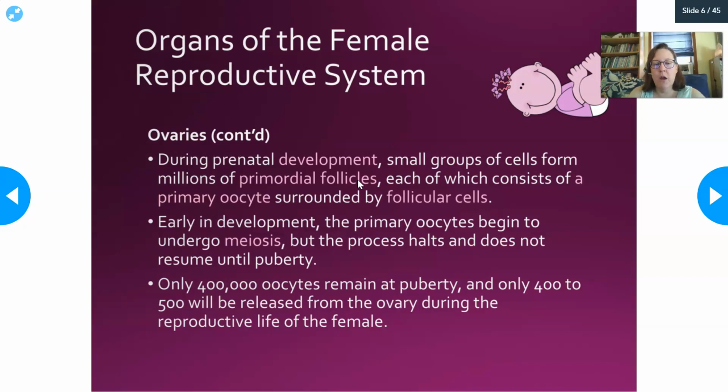So only about 400,000 oocytes will remain at puberty, starting from the millions that were there before, and only 400 to 500 will be released from the ovary during the reproductive life of the female, meaning she would have 400 to 500 periods. That's considering an average reproductive life starting somewhere in your teenage years and going all the way till probably your 40s and 50s, even up to 60s, cycling until you hit menopause.